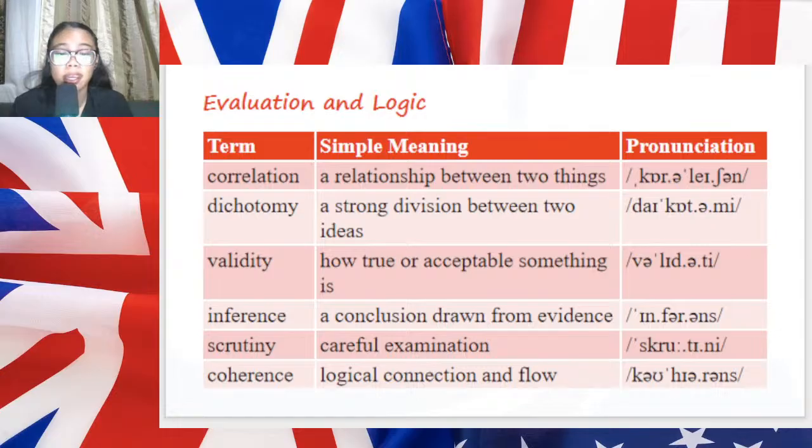Again, scrutiny. And lastly, we have coherence. Coherence is a logical connection and flow. It means that your ideas fit together clearly and logically, like pieces of a puzzle. In writing, it makes it easy for the reader to follow your ideas if you're coherent.